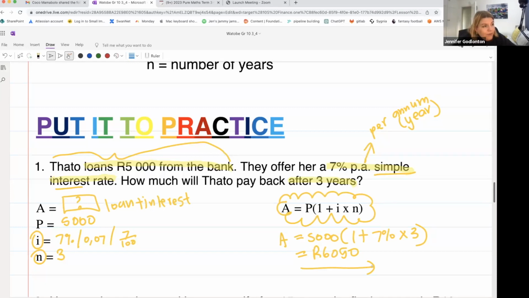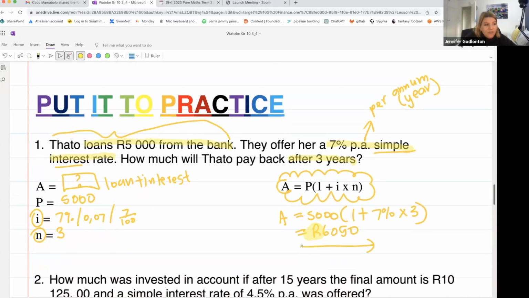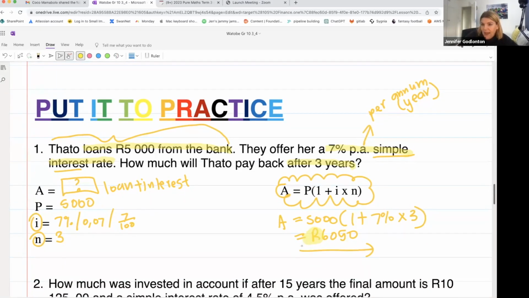Good. Don't forget, it's money. When it's money, we want to have our Rand symbol. So we want to say 6,050 Rand. Good. Beautiful. Okay. If you'd like to take a screenshot of this question, you may. And then we're going to do another example. And then I'm going to let you loose with a few questions to do.